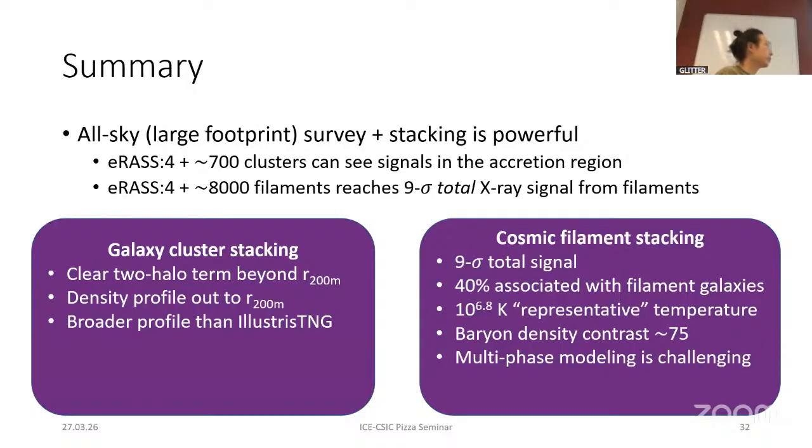So, here is my summary. First, I'd like to say stacking of multiple objects using a large footprint survey is very powerful. And using eROSITA, with basically those 2 years of data, we get the signal into the accretion region beyond the splashback radius of the halo. And using 8,000 filaments, we reach the non-segment total X-ray signal, and probably half of them are from the diffuse gas in cosmic filaments.